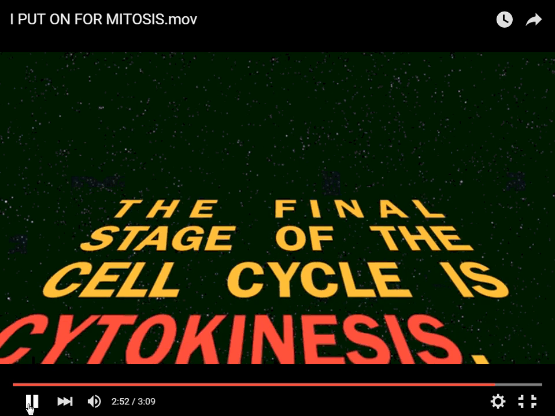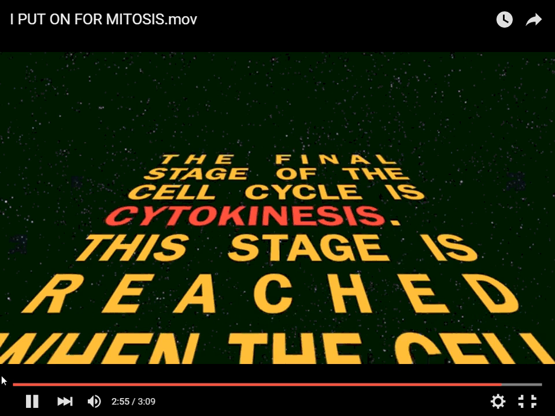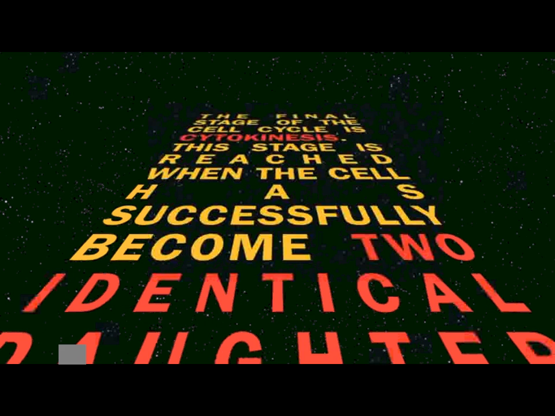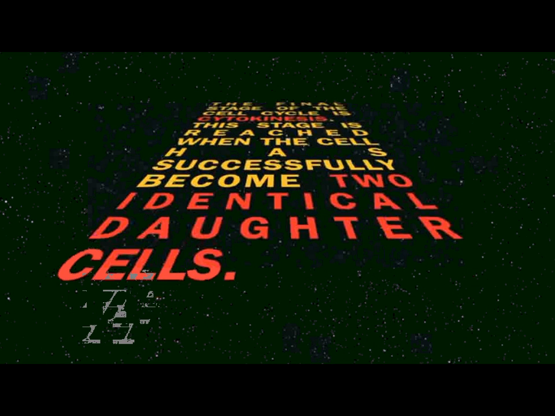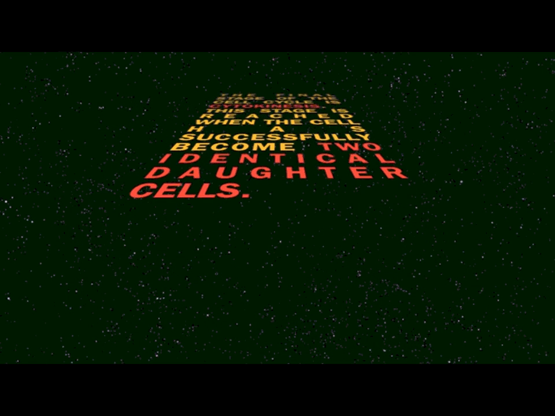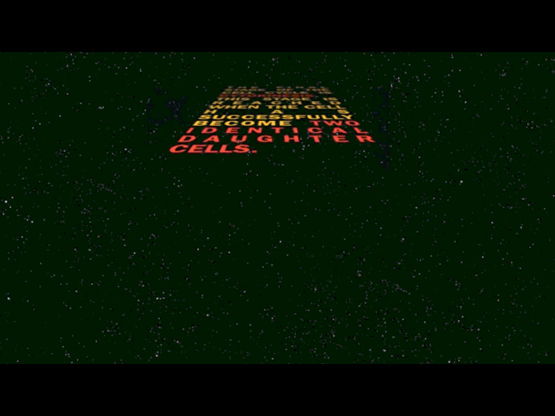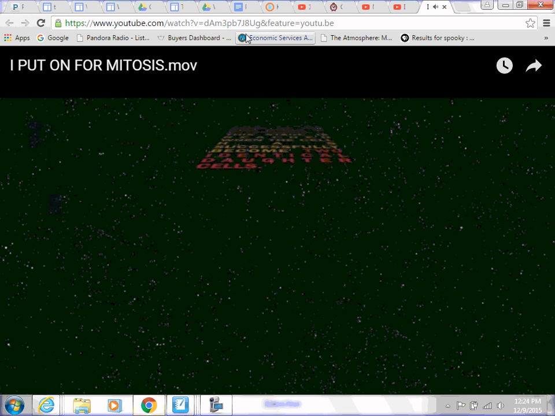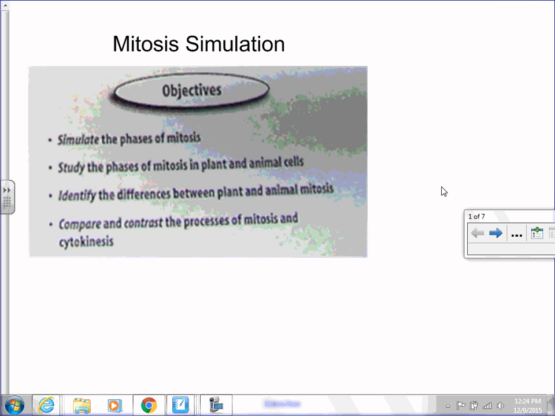And then it tells us the final stage of the cell cycle is cytokinesis. This is when you get your two new identical daughter cells. Again, why do we name them daughter and not sons? Because girls are better than boys. Thank you very much. You have learned some. Yes. All right. Scientists are smart. They know everything. All right.